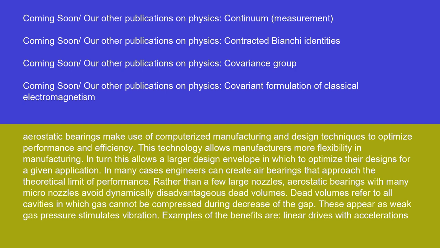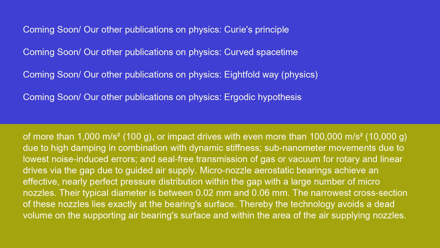Examples of the benefits are linear drives with accelerations of more than 1,000 meters per square second, 100 G, or impact drives with even more than 100,000 meters per square second, 10,000 G, due to high damping in combination with dynamic stiffness; sub-nanometer movements due to lowest noise-induced errors; and seal-free transmission of gas or vacuum for rotary and linear drives via the gap due to guided air supply.